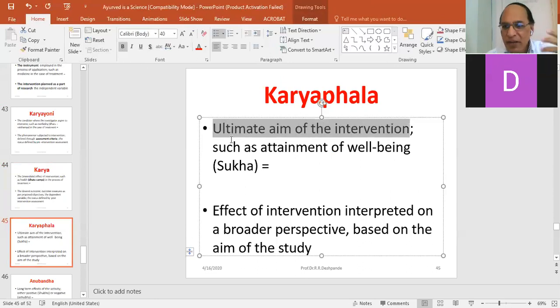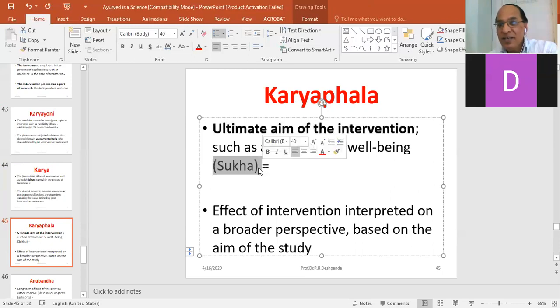For example, when I am treating the Ayurvedic patients, what is the ultimate aim? Dhatu Samya is there. But finally, the patient will be happy. He will regain his quality of life. So that is Karyaphala, ultimate benefit to the society. What is the benefit of your research to the society is nothing but the Karyaphala.